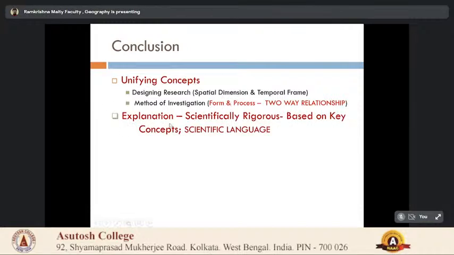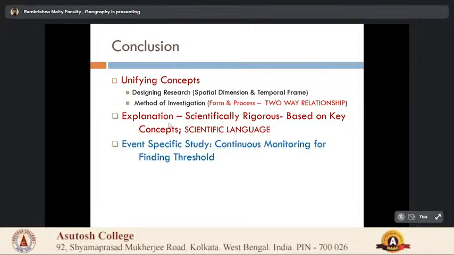And your explanation in geomorphic research should be more scientifically rigorous. And this should be based on these key concepts. If you are guided by these key concepts, and if you use the scientific language that we discussed today, your explanation would be more rigorous, more scientific, and more accepted by the international communities of geomorphologists or physical geographers.